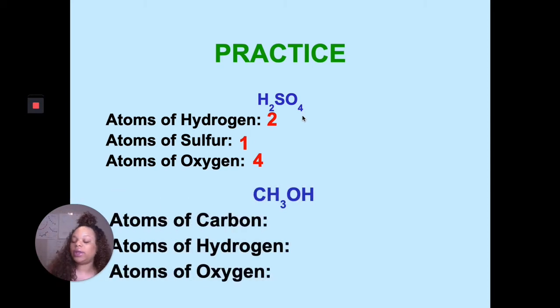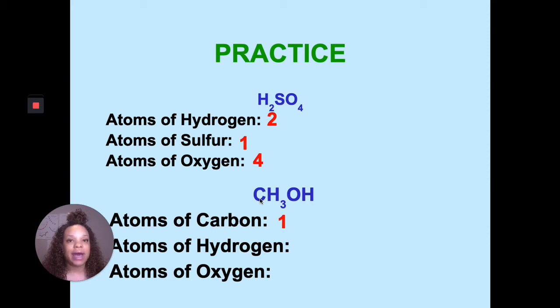Now, if we look at this one, it's a little bit trickier. We have carbon, we have hydrogen, we have oxygen, and another hydrogen. So this is what we're going to do. First, we're going to take a look at carbon. There's no subscript or little number. There's no coefficient or big number here. So we know we only have 1 carbon.